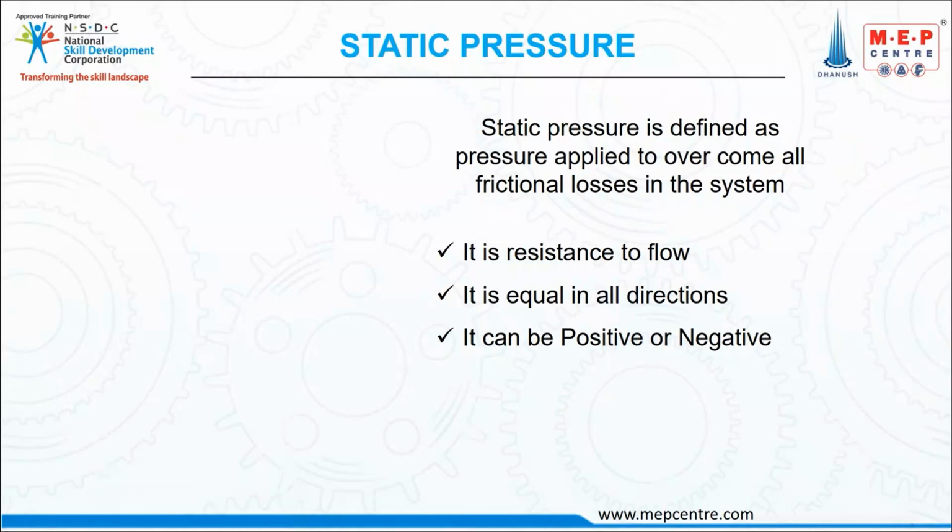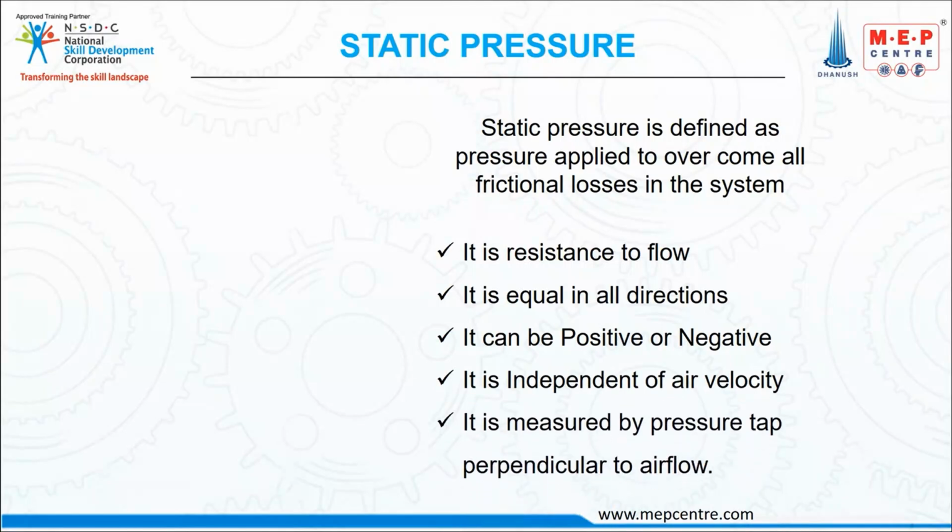Sir, friction is due to atmospheric pressure, right? No, friction is due to the surface area of the duct. Whenever the air, the chilled air, is moving inside the duct. Getting my point? Yes, sir. Next, it can be positive or negative. It is independent of air velocity. It is measured by using a pressure tap perpendicular to the airflow. I'll come to this point at the last.